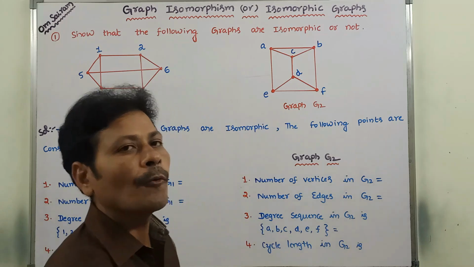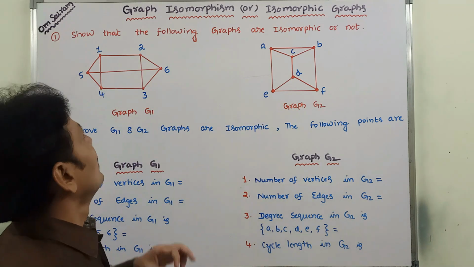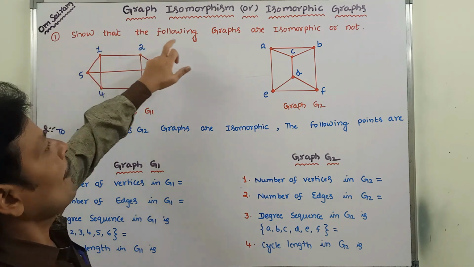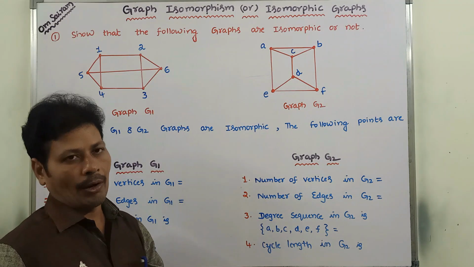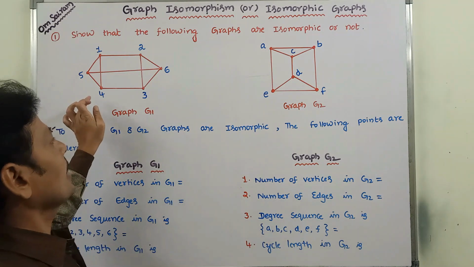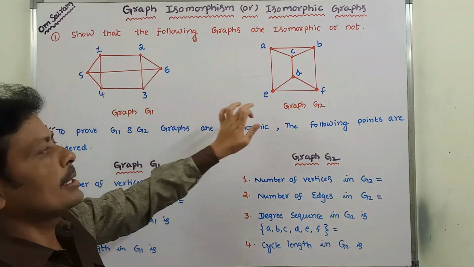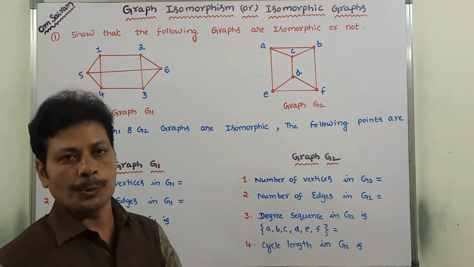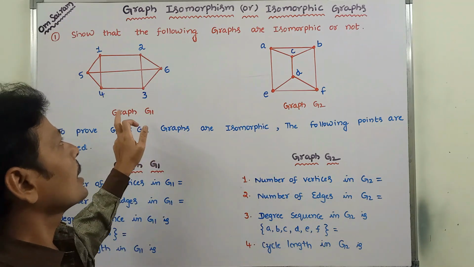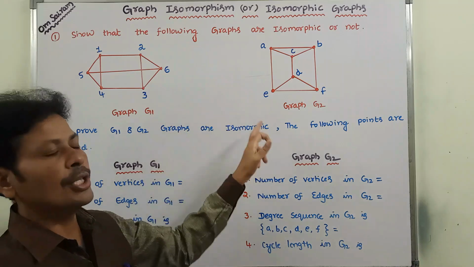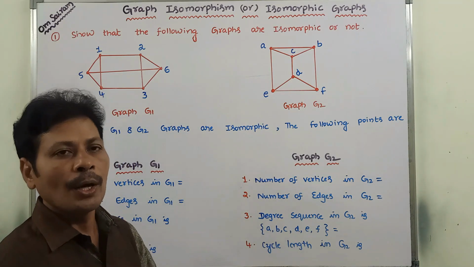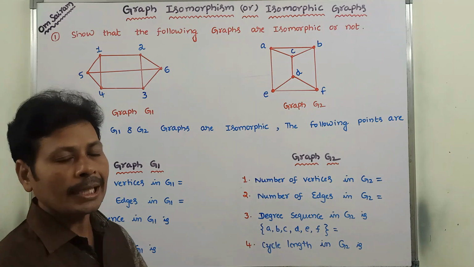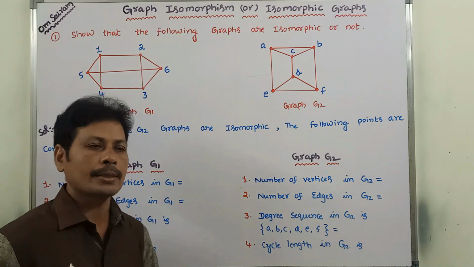Now we go for the example. Show whether the following graphs are isomorphic or not. So this is graph G1 and this is graph G2. To prove that graphs G1 and G2 are isomorphic graphs, we have to consider those 7 points.